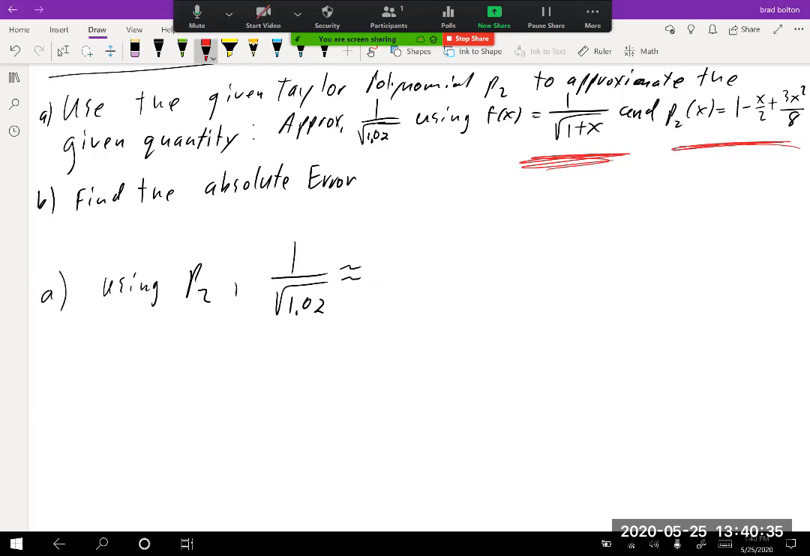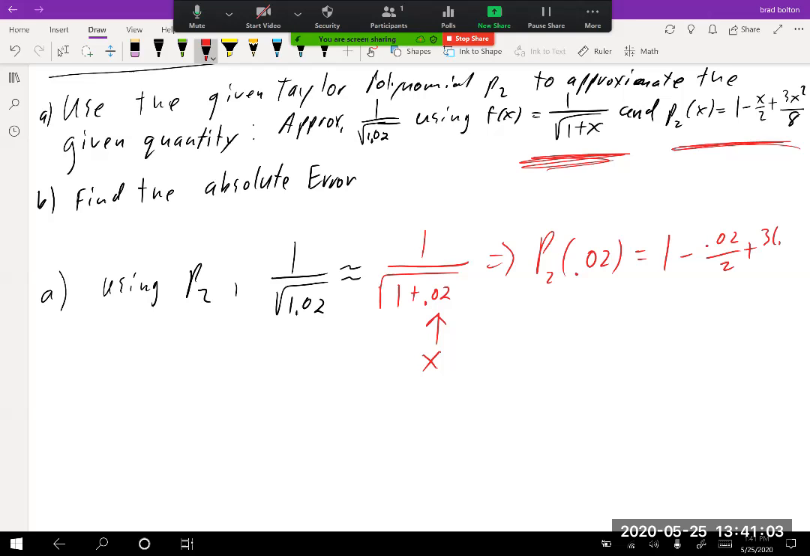So it says using P2, approximate 1 over the square root of 1.02. So we know this is 1 over the square root of 1 plus 0.02, right? So 1.02 is the same as 1 plus 0.02. So that means this is my x, right? My x is worth 0.02. So then I'm going to take p sub 2 of 0.02 and plug it in. And I get 1 minus 0.02 over 2 plus 3 times 0.02 squared over 8.